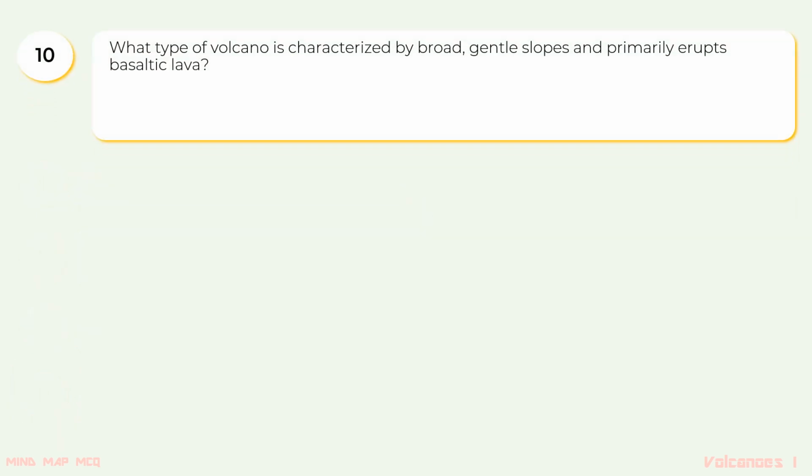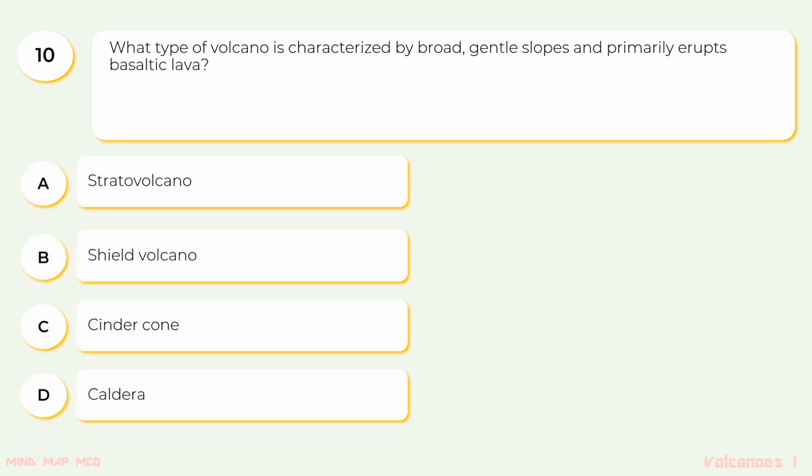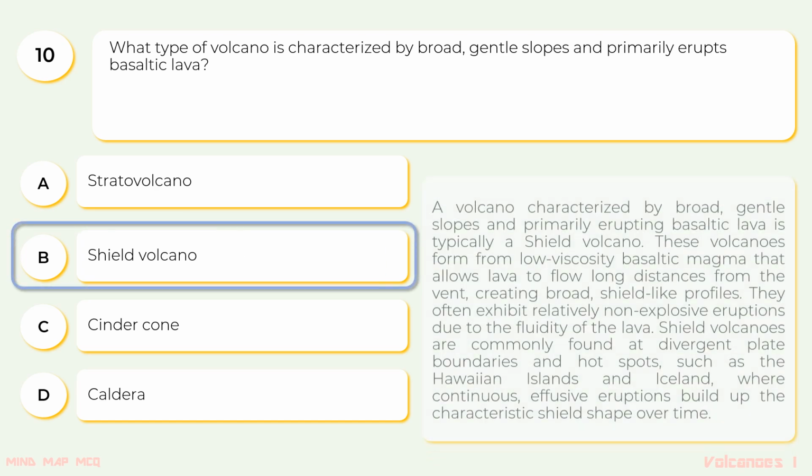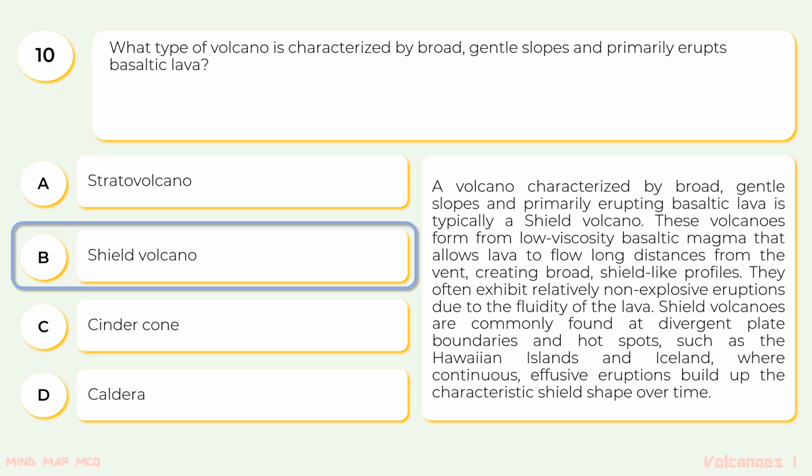10. What type of volcano is characterized by broad, gentle slopes and primarily erupts basaltic lava? The options are A. Stratovolcano, B. Shield volcano, C. Cinder cone, D. Caldera. The correct option is B. Shield volcano. A volcano characterized by broad, gentle slopes and primarily erupting basaltic lava is typically a shield volcano.